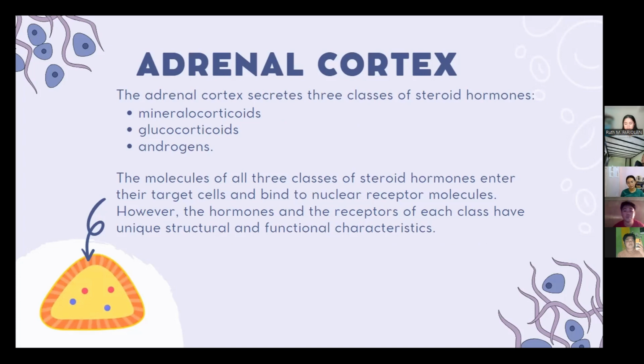The adrenal cortex secretes three classes of steroid hormones. First is mineralocorticoids, then glucocorticoids, and androgens. The molecules of the three classes of steroid hormones enter their target cells and bind to nuclear receptor molecules. However, the hormones and the receptors of each class have unique structural and functional characteristics.